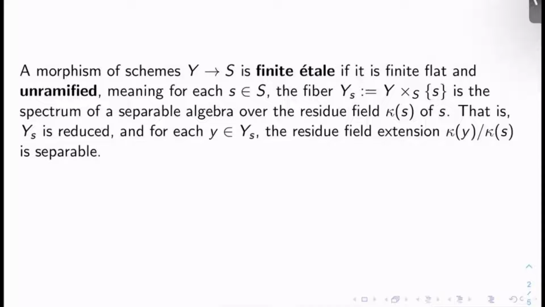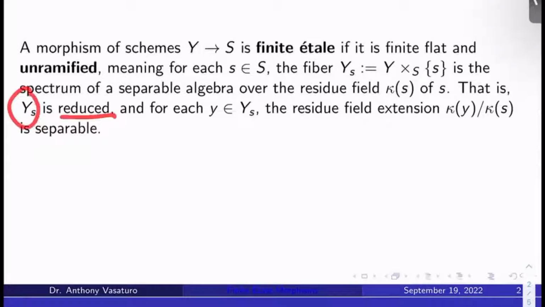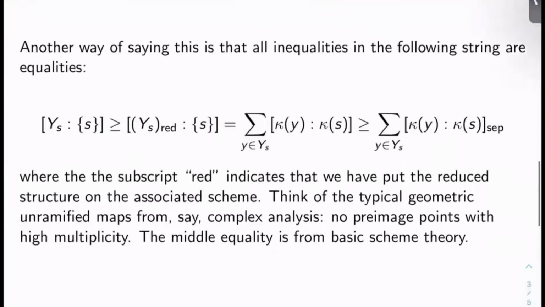So what I mean by that more precisely is Y sub s is reduced as a scheme, okay? And for each little y in the fiber over s, the residue field extension kappa of y over kappa of s is a separable extension. Okay, so what's another perspective on all this?